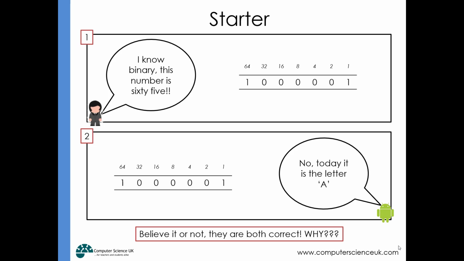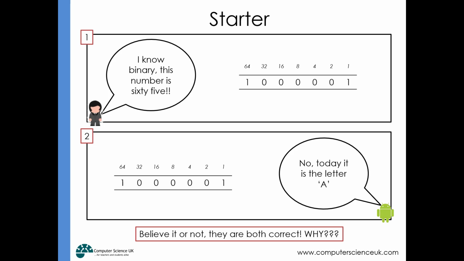So here's a starter slide. We've got the little man saying that he knows binary, that this binary number has the denary value of 65, and it's absolutely right. The binary value 10000001 represents 65 because it's one lot of 64 and one lot of 1. Add 64 and 1 together and you get 65.